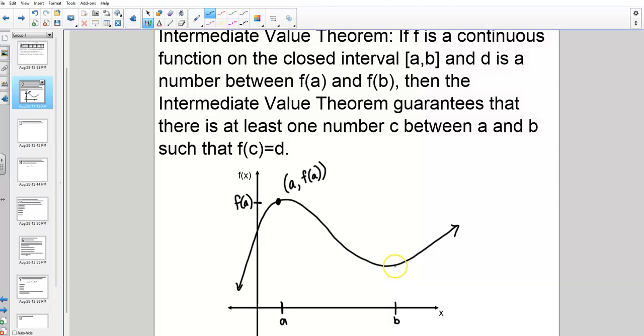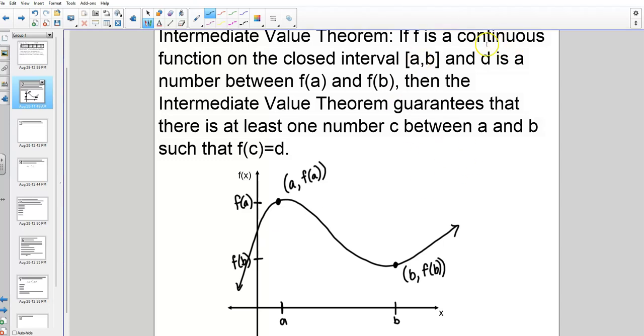And so if we do the same thing here for b, the x-coordinate right there at that point is b, and then f of b is what we could call our y-coordinate for that. And f of b would be right here on the y-axis. Okay, so does that help us picture what we're talking about on a graph?